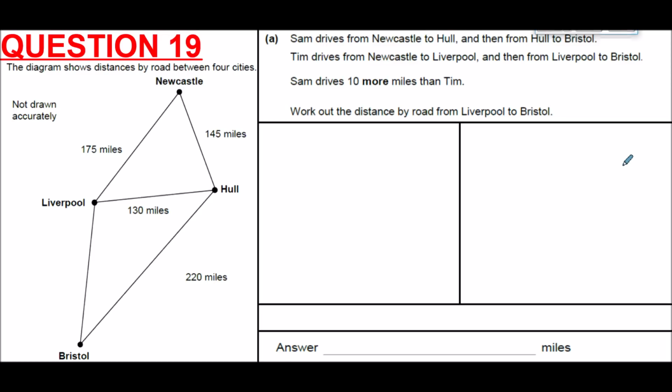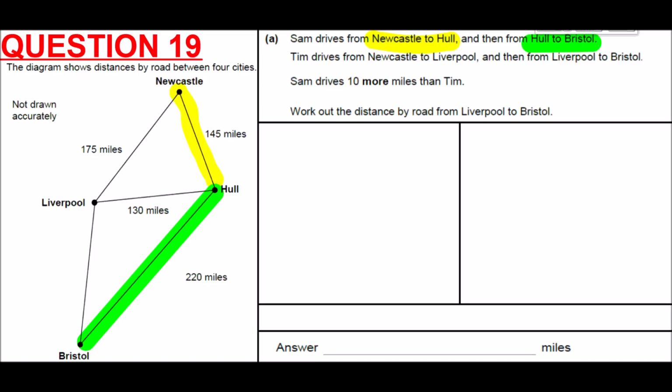Question 19. We have a diagram showing distances by road between 4 different cities: Newcastle, Liverpool, Hull and Bristol. It says that Sam drives from Newcastle to Hull and then from Hull to Bristol. Let's highlight this on the diagram to make it clearer. Newcastle to Hull is this one here, and then Hull to Bristol is straight down here.